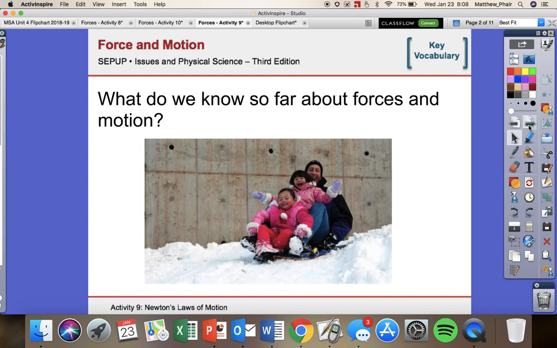Some things you should have written down about forces and motion. You know that we have an equation, F equals ma. Force is equal to mass times acceleration. You know that if I'm walking at a constant velocity, my acceleration is 0. You know that if I'm walking at a constant velocity, then that means the slope of the distance versus time graph is constant.